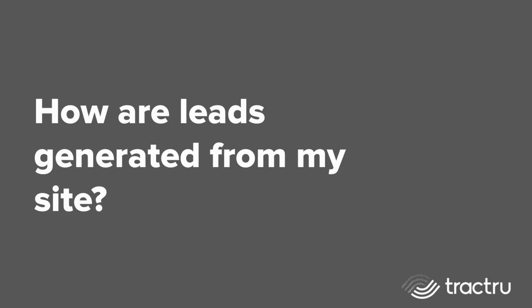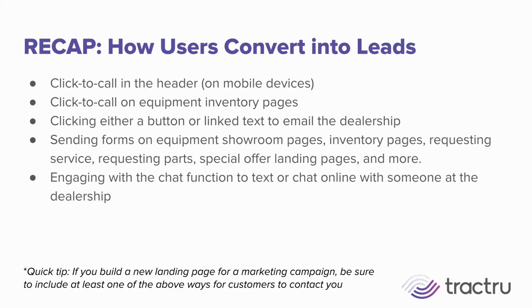So just a really quick recap on how leads are generated from your site. You have click to call in both the header and equipment inventory pages that pertain to mobile devices. You can click either a button or hyperlinked text to email a dealership. People can send forms, and these can be placed on multiple pages throughout the site, like the equipment showroom, to request service and parts, things like that.